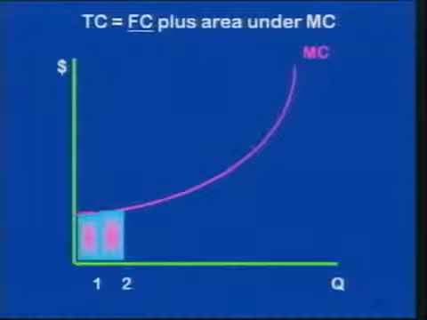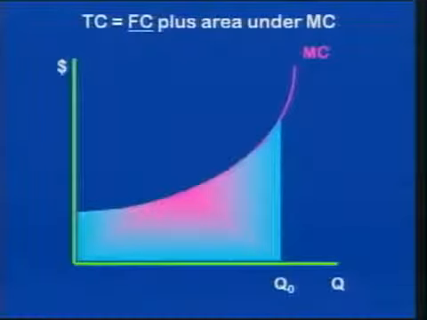So this is like an integral idea, right? And also you still have to remember to put the fixed cost part. So fixed cost plus the total area here gives you the total cost of producing 2 cars. Okay?